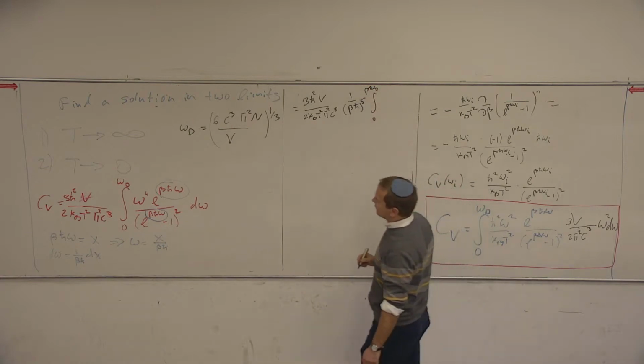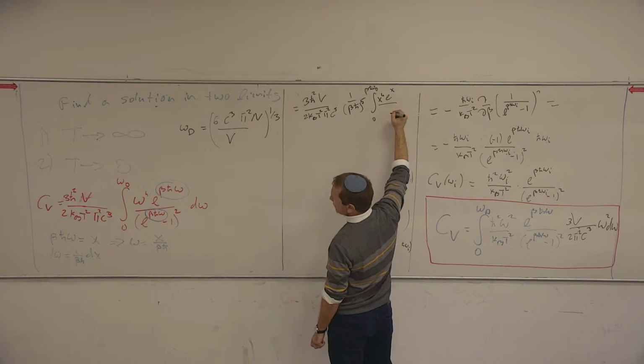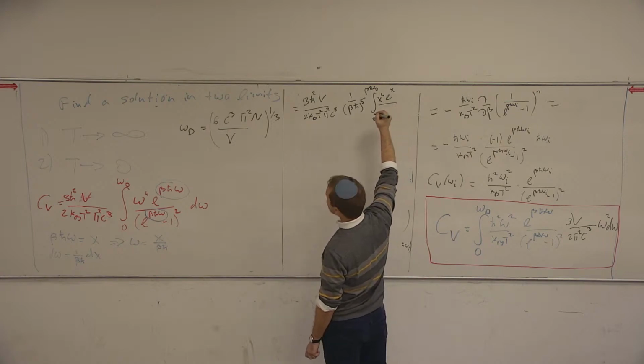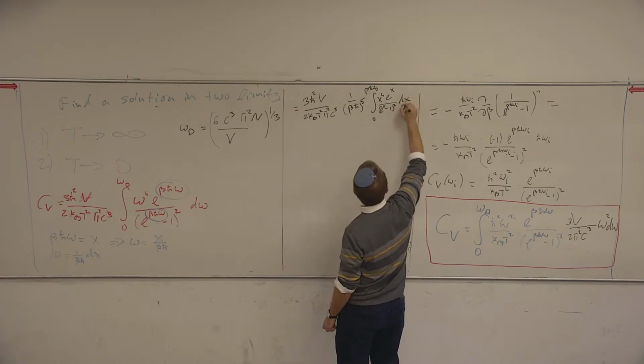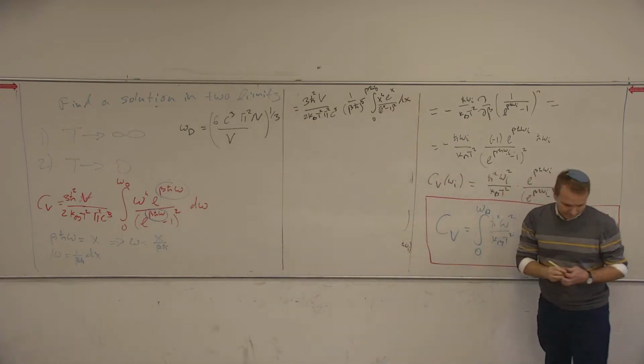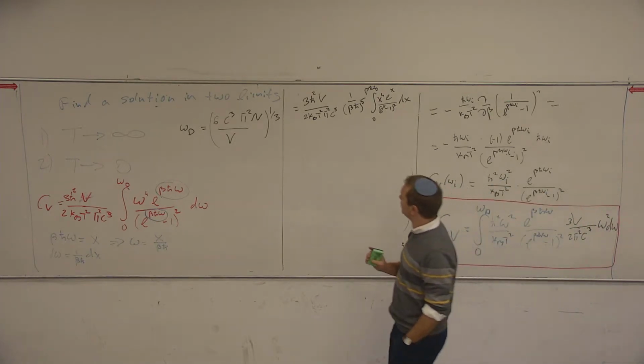And what we have inside? We have inside x to the fourth, e to the x, divided by e to the x minus 1 squared dx. Now this is good. Why is it good?